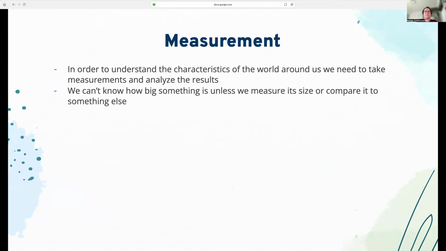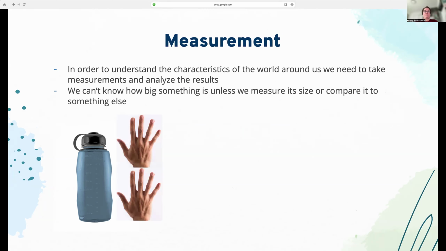So let's talk measurement. In order to understand the characteristics of the world around us, we need to take measurements and analyze the results. We can't know how big something is unless we measure its size or compare it to something else. So let's take my water bottle. My water bottle is the length of my hand plus a half. So 1.5 of my hand tall. That isn't really helpful for you if you don't know how long my hand is.